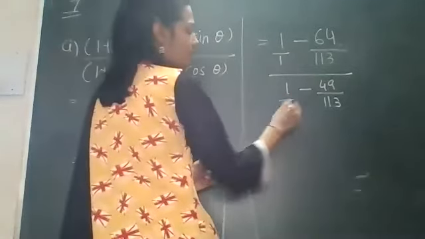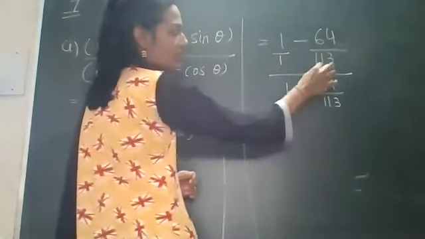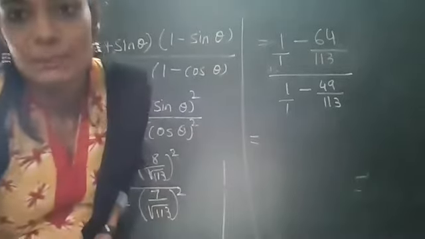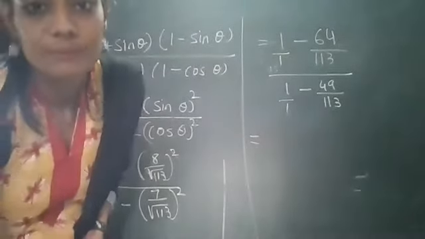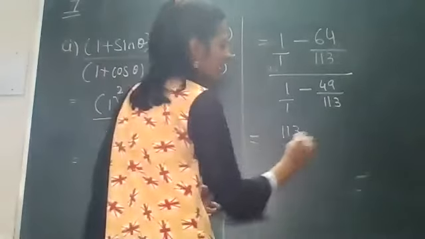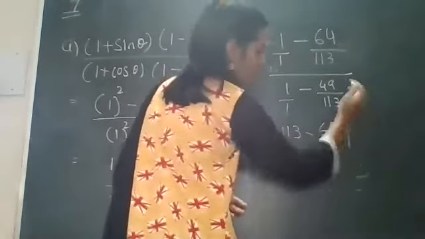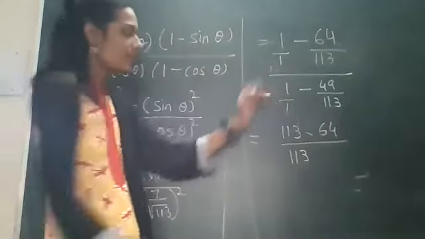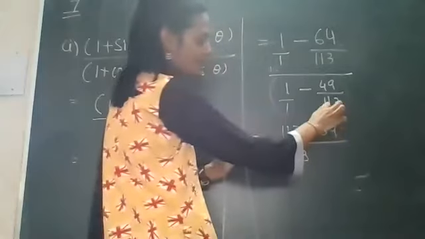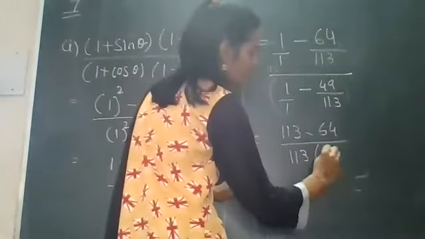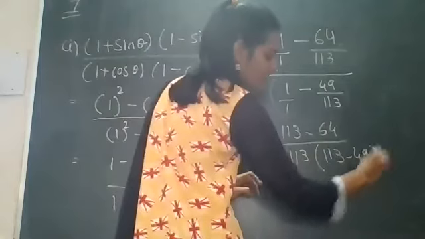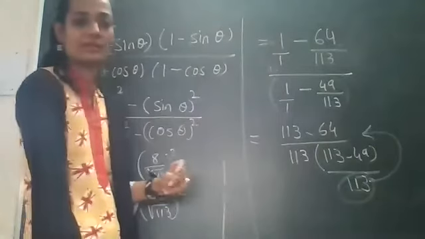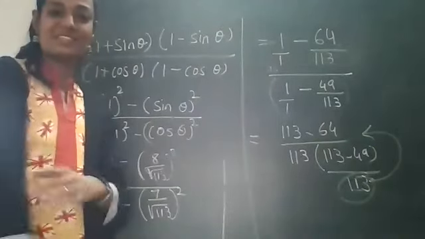So now we have to take both the sides and isolate. Here 113 on the upside we have to multiply, so it will become 113 minus 64 upon 113. That is the LCM of the upper side. Clear? Now we are doing this one, so here it will become 113 minus 49 upon 113. This 113 goes to the upside. Getting this one?